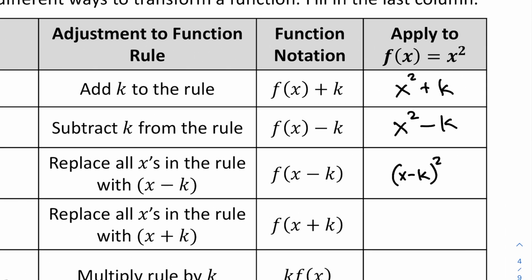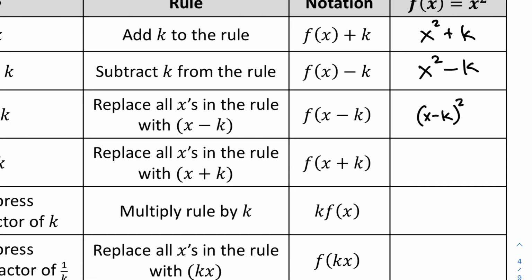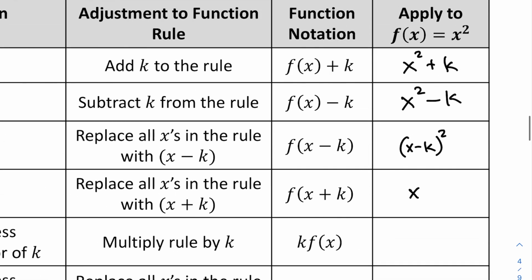If you want to shift a graph left, then you do the same thing, but you replace all the x's in the rule with x plus k's. Function notation looks like this. You do f of x plus k, and applying it to the rule of x squared, it would look like x plus k, all in parentheses, and then the square. So for vertical shifting, the k is outside the rule of the function, and for horizontal shifting, the plus or minus k is where the x used to be in the parent graph. And in the case of x squared, it's inside, before you do the squaring, it's inside with the x.